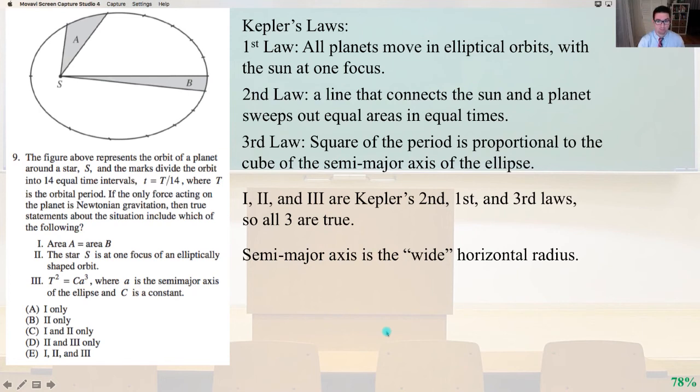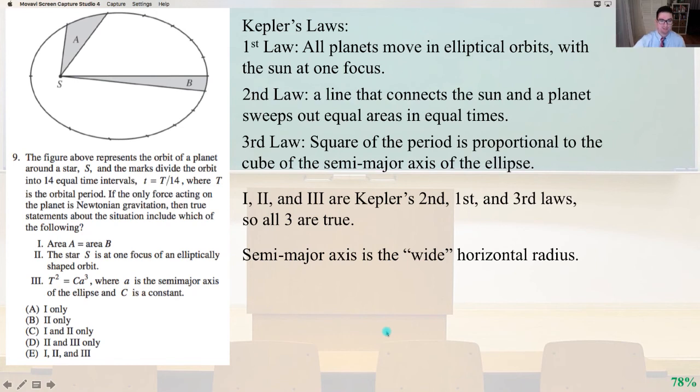The first law, all planets move in elliptical orbits with the sun at one focus. Law number 2, a line that connects the sun and a planet sweeps out equal areas in equal times. Law number 3, the square of the period, capital T, is proportional to the cube of the semi-major axis of the ellipse. So number 1 in problem 9 is going to be the second law. Okay, so that's true. Number 2 is going to be the first law. And number 3 is exactly the third law, which is the square of the period is proportional to the cube of the semi-major axis of the ellipse.